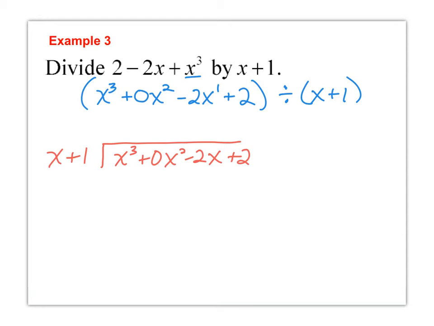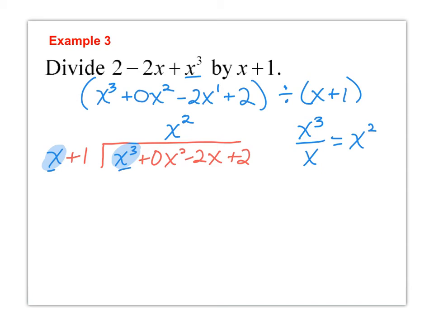We begin by taking the first term, x cubed, and dividing by the first term of x. And that we can write on the side. How many times does x go into x cubed? Well, when we simplify x cubed divided by x, we get x squared. So that x squared is going to go above the division sign.